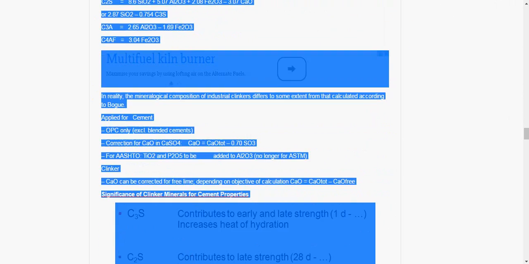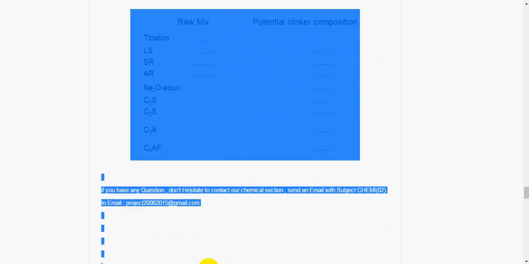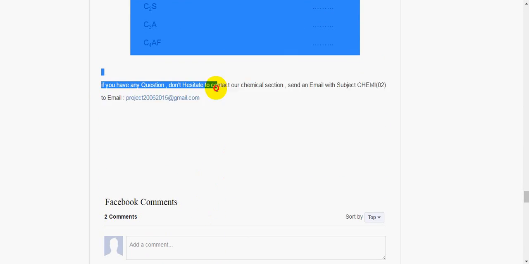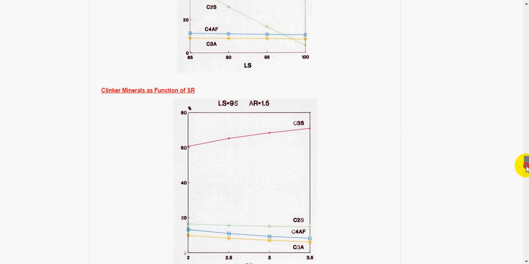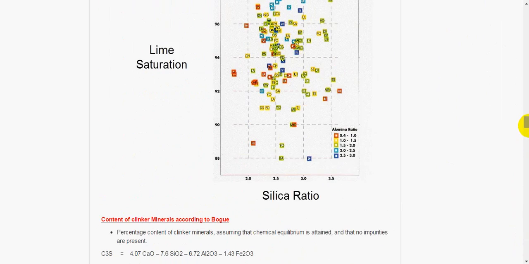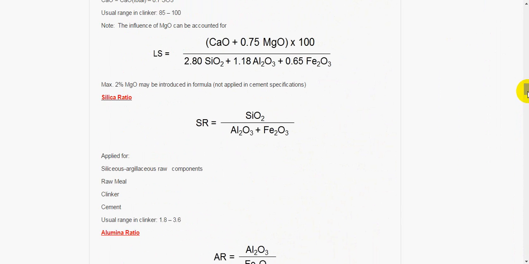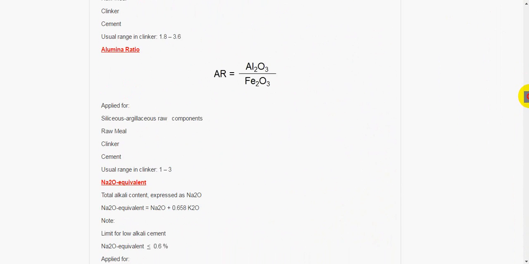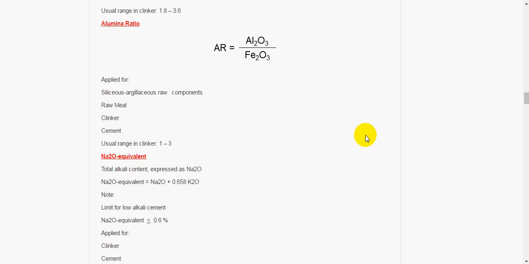Silica ratio. Applied for siliceous raw components, raw meal, clinker, cement. Usual range in clinker 1.8 to 3.6. Alumina ratio. Applied for siliceous raw components, raw meal, clinker, cement. Usual range in clinker 1.8 to 3.